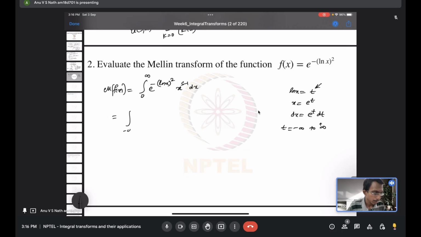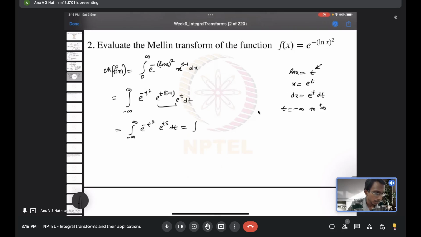So it's minus infinity to plus infinity, e raised to minus ln x squared, which is t squared, times x raised to s minus 1, so that is e raised to t times s minus 1, times dx, which is e raised to t dt. Now you can combine these exponential terms together, so you'll get e raised to minus t square times e raised to ts dt. Again, you can group the exponential terms together: it's e raised to minus t square plus st dt.